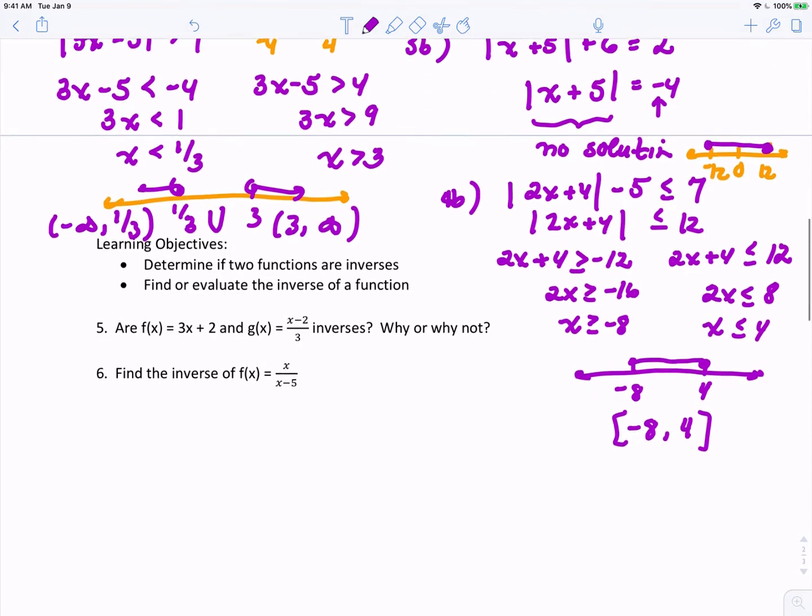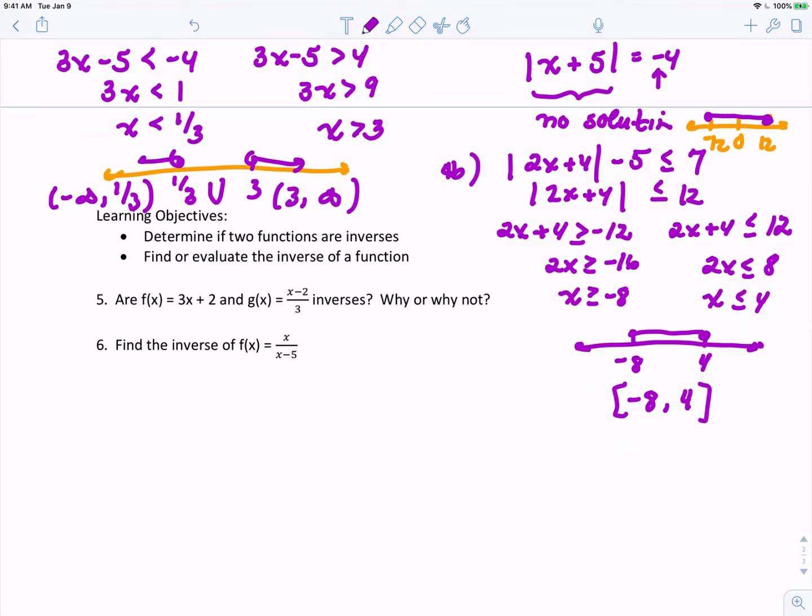The last ones are about inverses. Are f of x equals 3x plus 2 and g of x equal to (x minus 2) divided by 3 inverses? Why or why not? Well, one way to test that would be to see what would happen if we plugged in a number. So for example, is f inverse of 1 equal to 1? And does it work in the other direction as well? So that would be one way to check.